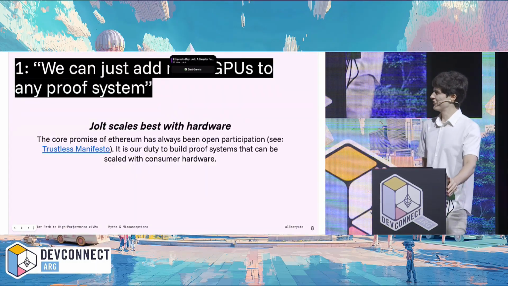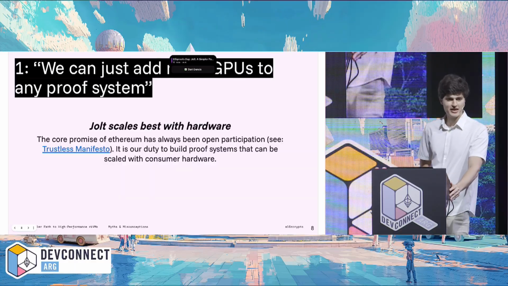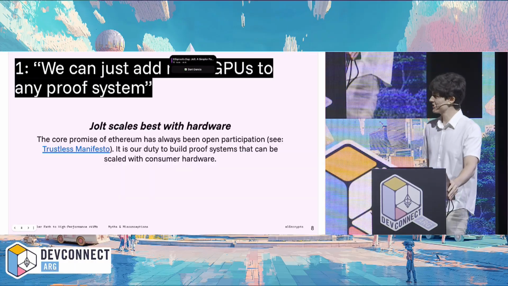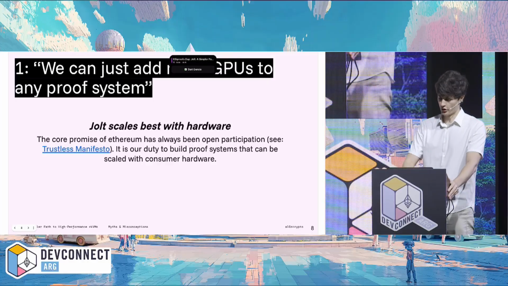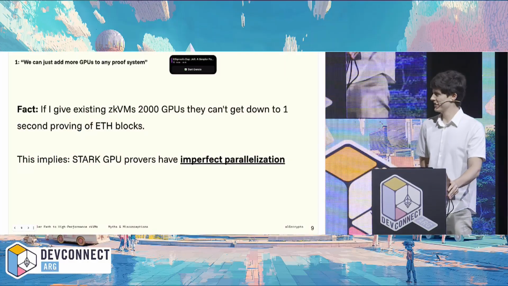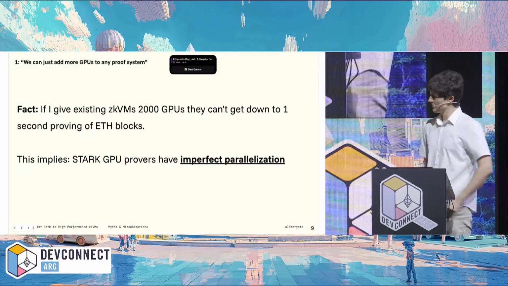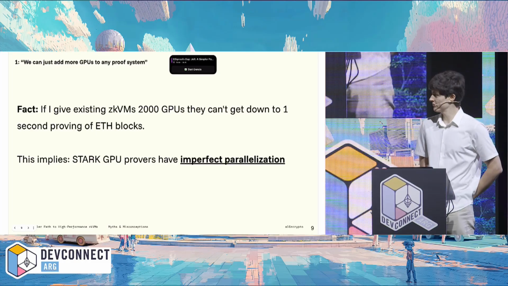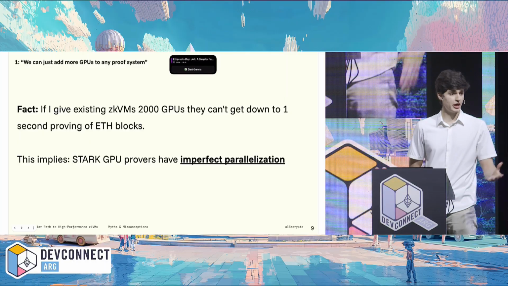All right, so let's get to the first myth. The first myth is that we can just throw GPUs at the problem, and we're going to get a faster proof system. To explore this myth, I begin with a fact. Fact: if I give existing zkVMs today 2,000 GPUs, they are not going to prove ETH in 1 second. So why is that the case? Well, the implication is very clear.